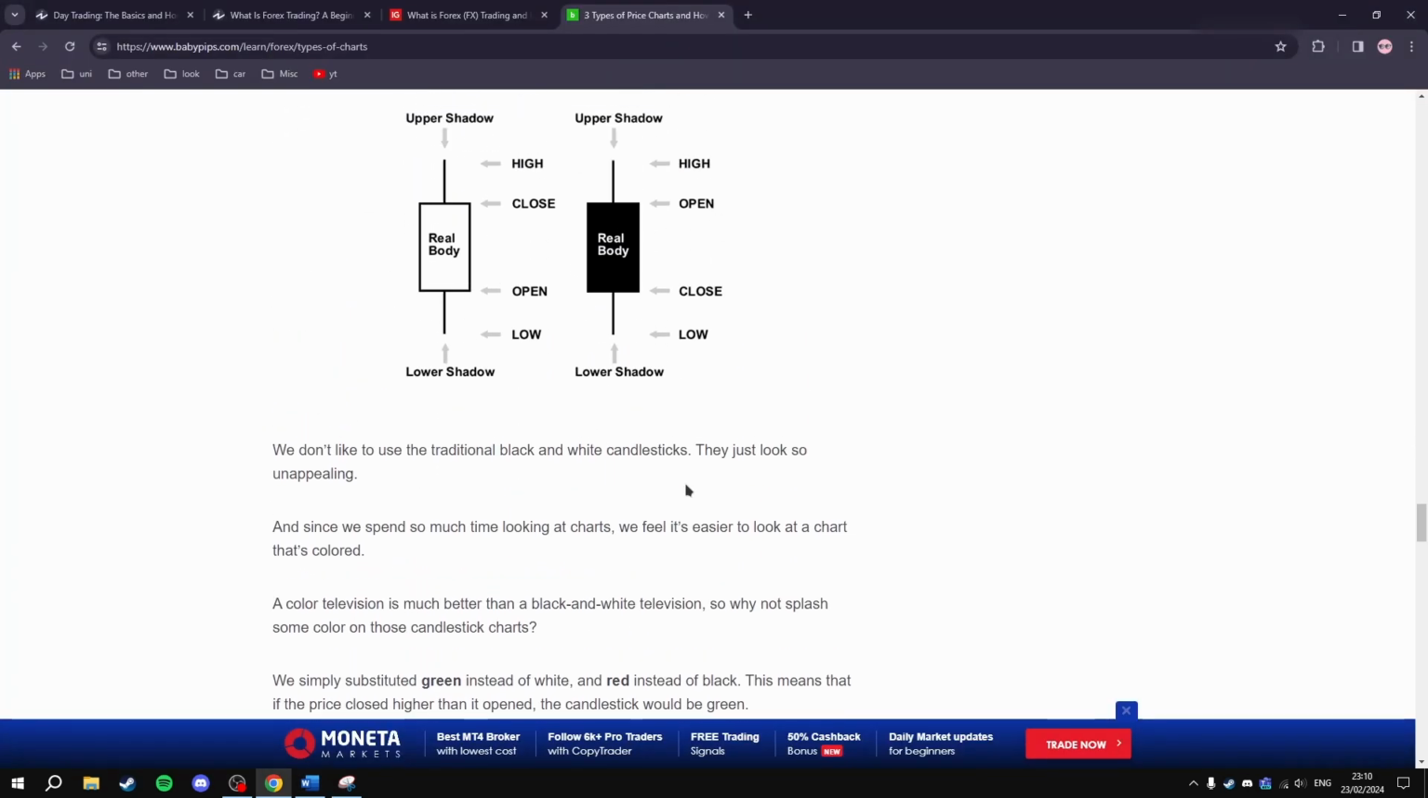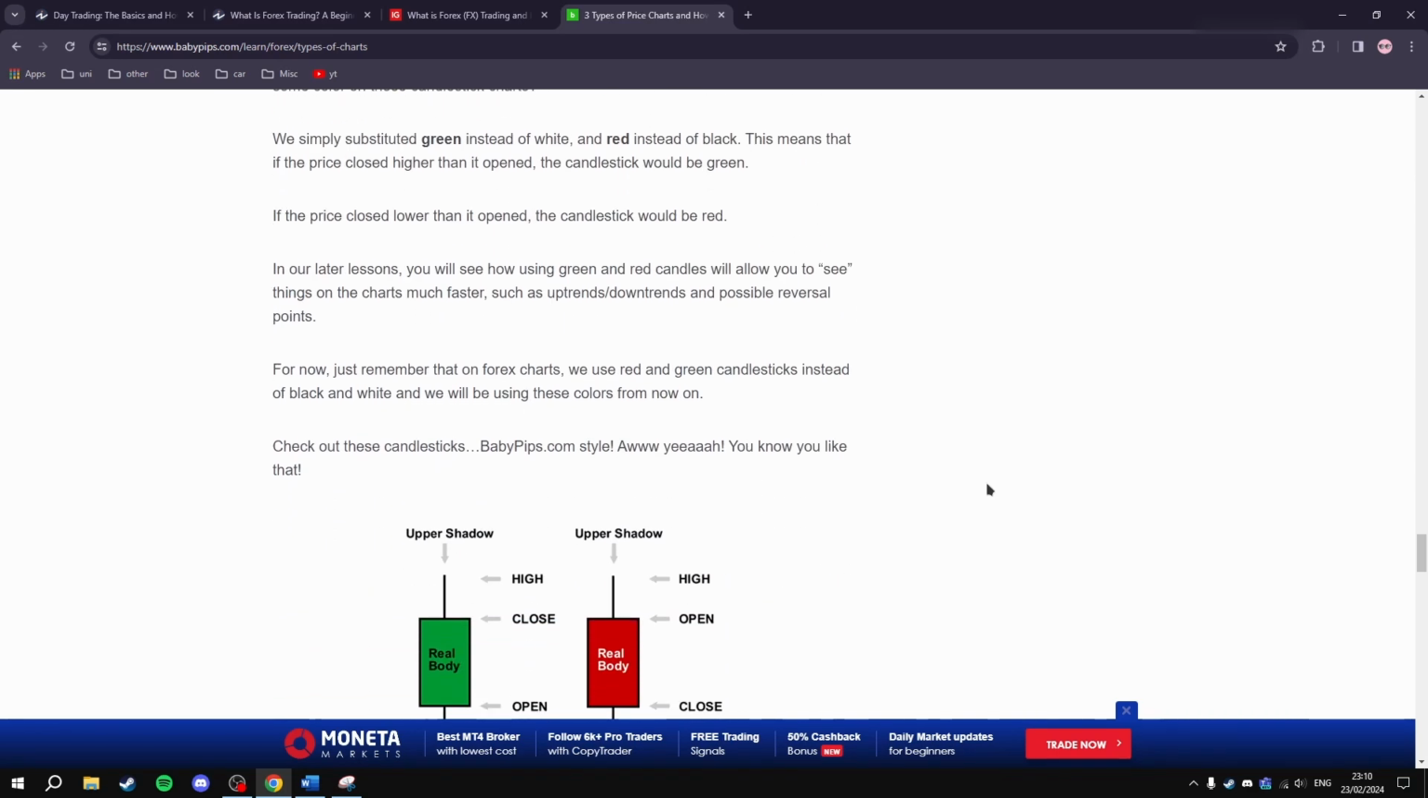We don't like to use the traditional black and white candlesticks. They just look so unappealing. And since we spend so much time looking at charts, we feel it's easier to look at a chart that's coloured. A colour television is much better than a black and white television, so why not splash some colour on these candlestick charts? We simply substitute green instead of white and red instead of black.